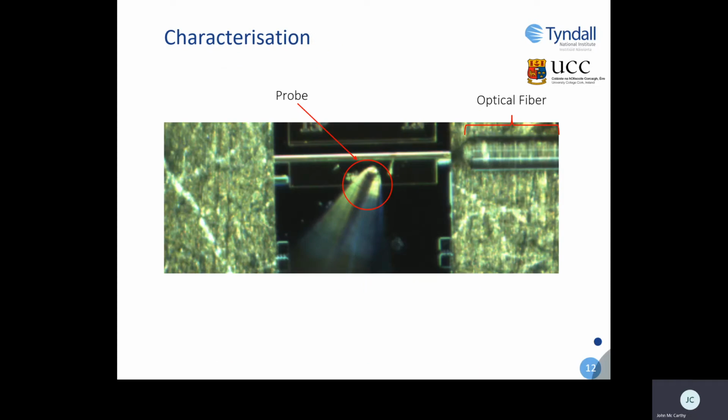So when we're probing the device, we view it through the digital camera. Here's what we would see. The probe is placed on the large contact pad you see to the bottom, and the optical fiber is used to collect the output of the device.